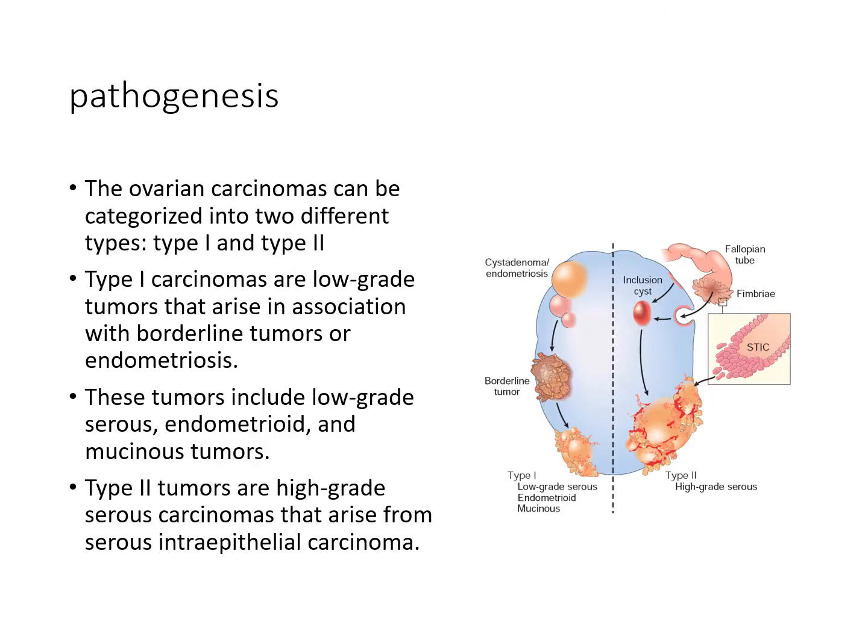The ovarian carcinomas can be categorized into either type 1 or type 2. Type 1 carcinomas are low-grade tumors that arise in association with borderline tumors or endometriosis. These tumors include the low-grade serous tumor, endometrioid tumors, and mucinous tumors. Type 2 tumors are high-grade serous carcinomas that arise from serous intraepithelial carcinomas.